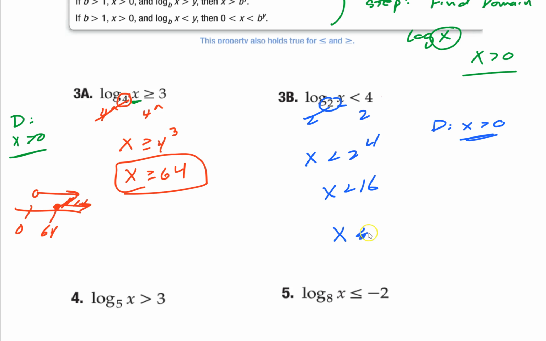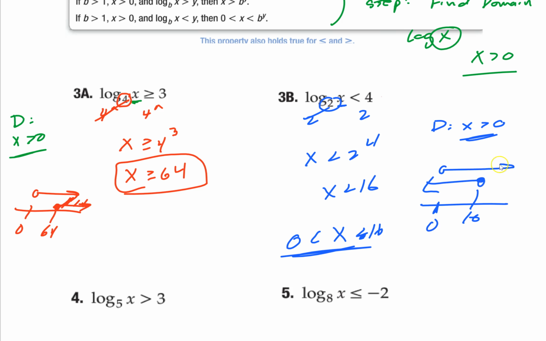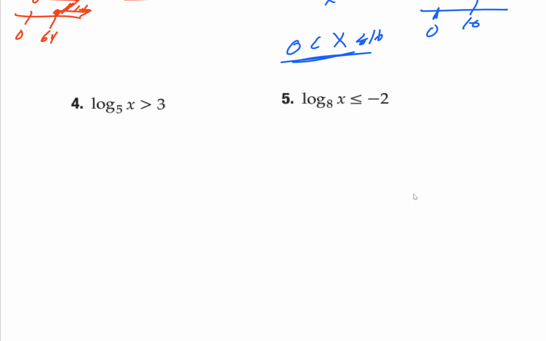Not equal. So you're going to be somewhere between 0 and 16. Again, if I graph it, here's 16 going that way. That's an open circle. Here's 0, you're going this way. And you'll be somewhere in between those two. That's the general rule of how to solve inequalities. Solving them is like solving logs.